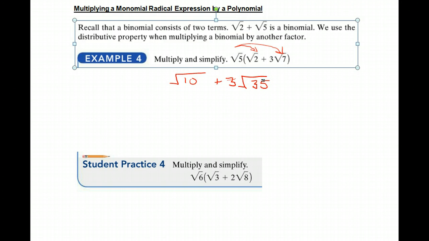We check for like radicals. We don't have any. So at this point, we have to stop right where we are. And that is our final answer.